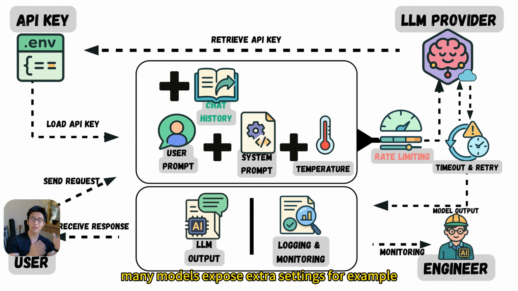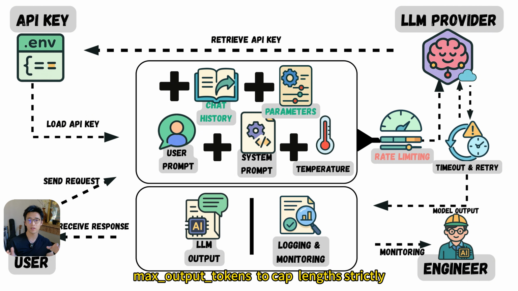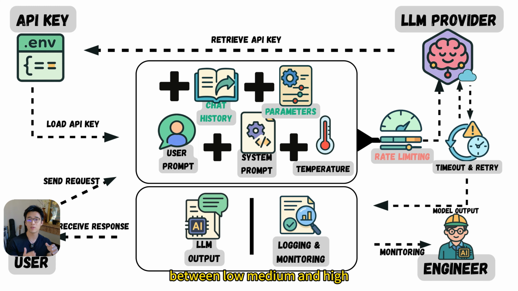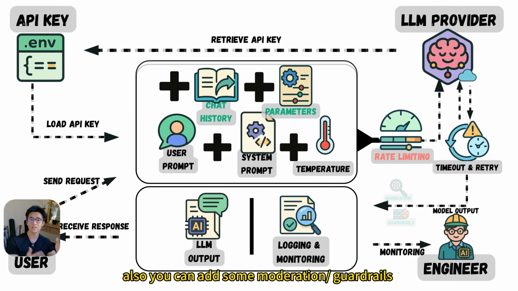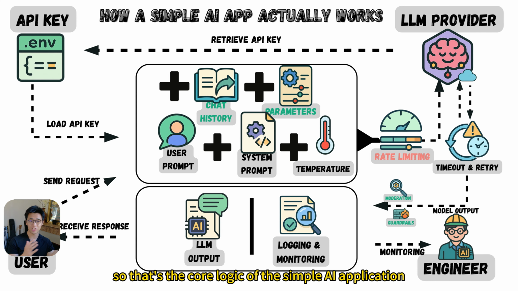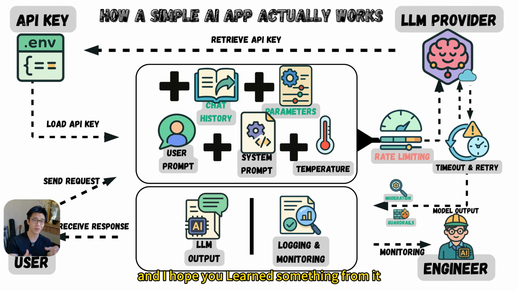Beyond temperature, many models expose extra settings. For example, max output tokens to cap length strictly. And GPT-5 even allows you to adjust reasoning effort between low, medium, and high. Also, you can add some moderation guardrails to keep output compliant and on topic. So that's the core logic of a simple AI application, and I hope you learned something from it.